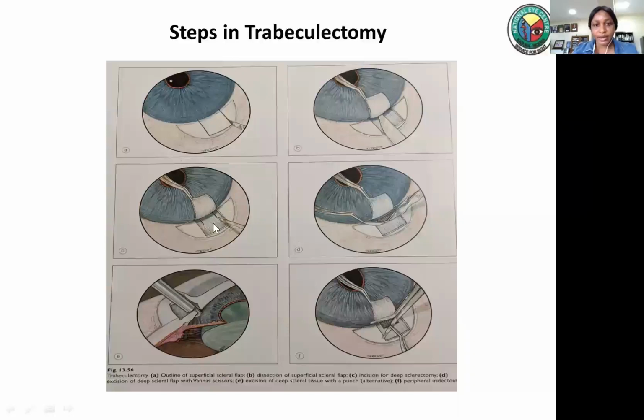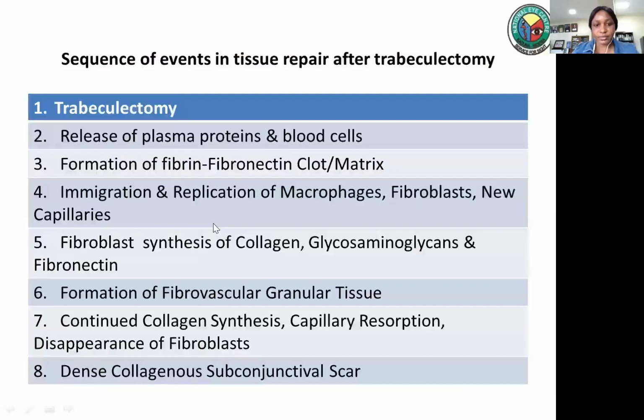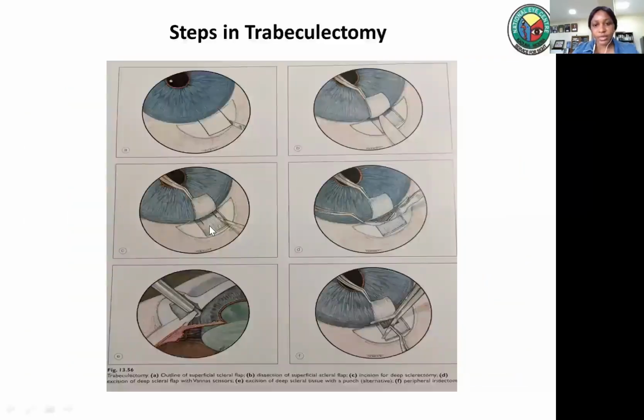Then a deep scleral block is taken out. It's either taken out using a Vannas scissors or a punch, and eventually we do a PI. The scleral bed is closed to maintain that trap door, and then eventually the conjunctiva is closed. Usually the scleral bed is closed in such a way that it is not too tight. There's little egress of aqueous coming out to enable the subconjunctival drainage of the aqueous. But then there's a watertight conjunctival closure.